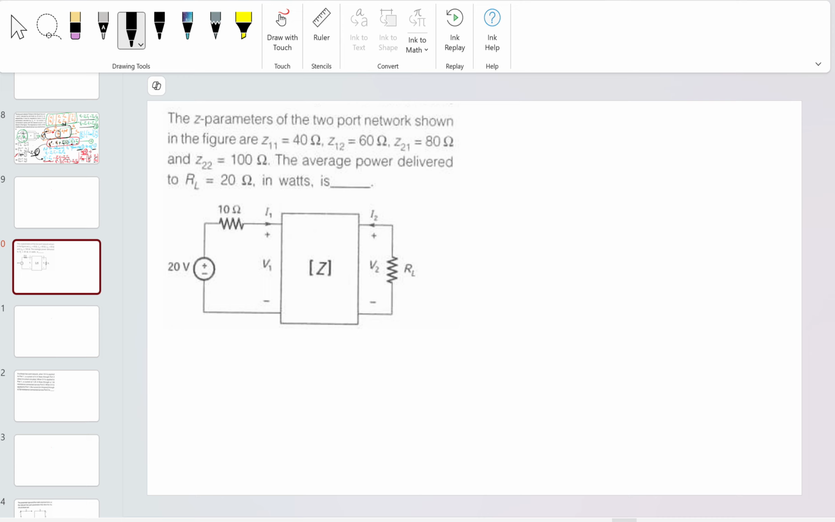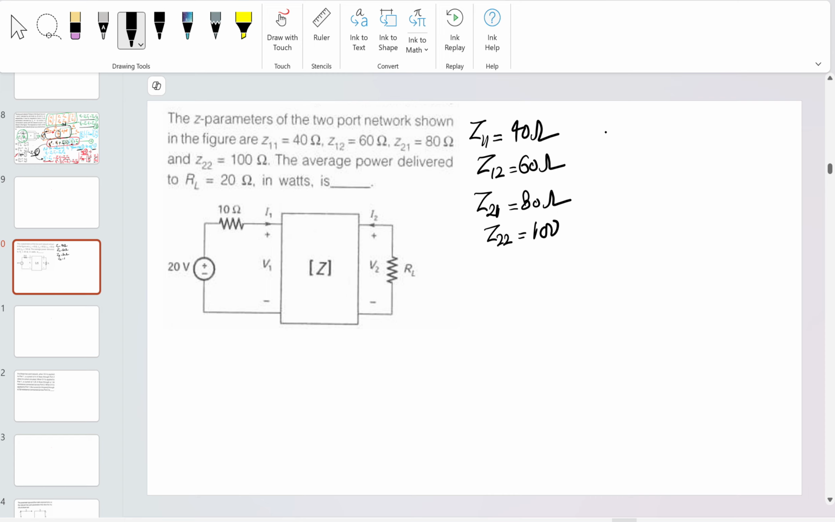Here Z11 is given as 40 ohm, Z12 is given as 60 ohm, Z21 is given as 80 ohm, and the Z22 value is given as 100 ohm. That is the Z old. Also, find the average power delivered across the RL, which is equal to 20 ohm. You have to find the average power delivered through this RL. This is the Z matrix.